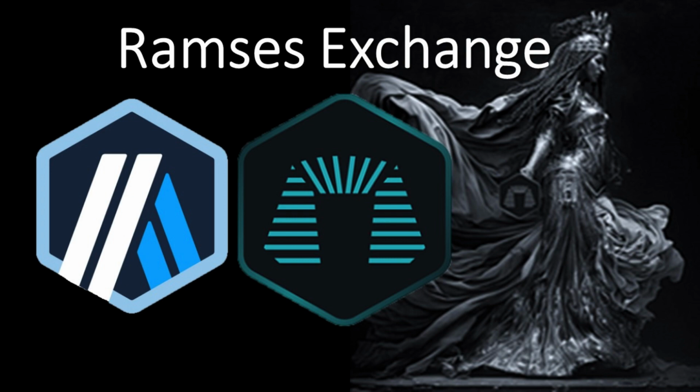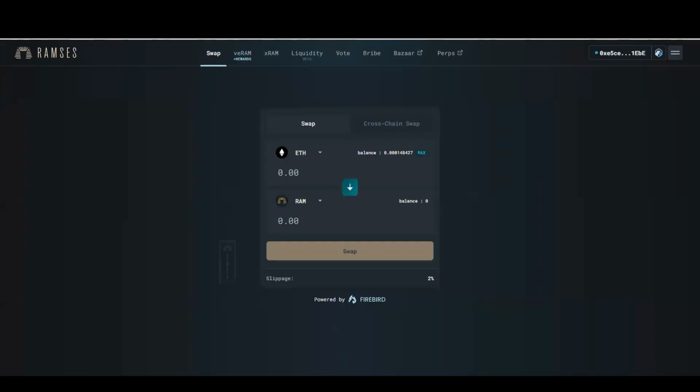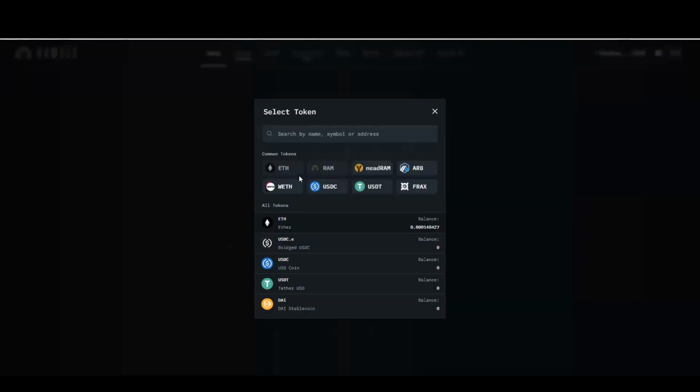Well, without further ado, I'll just take you through each of these different options. So the first one is, if you have a look here at the Ramses Exchange, to talk you through it. If you've got swaps here, this is where we talk about the different swap options, and we can have a look at some of the swap things that you might want to do.